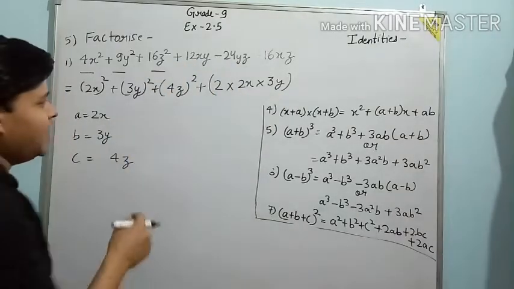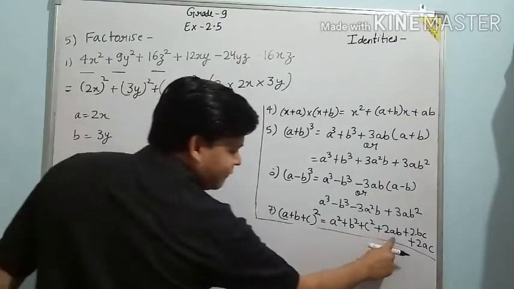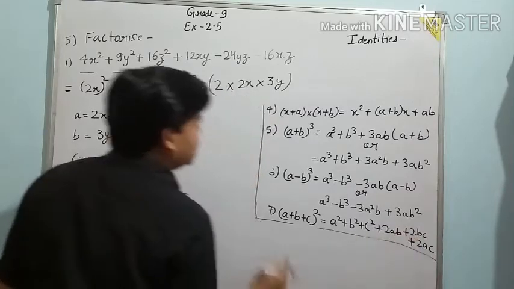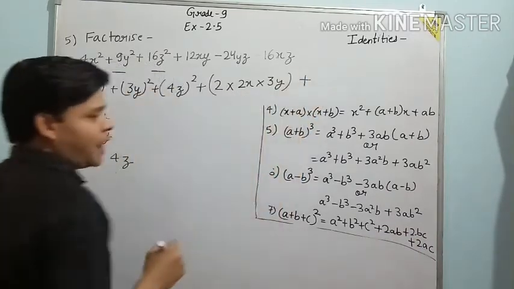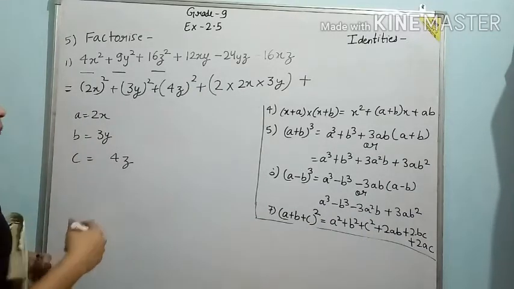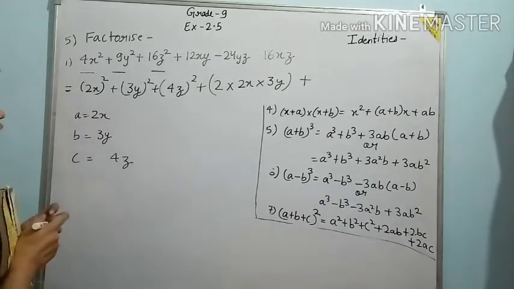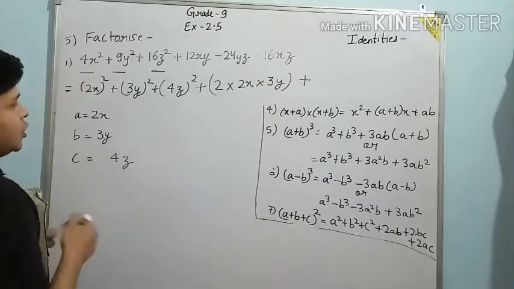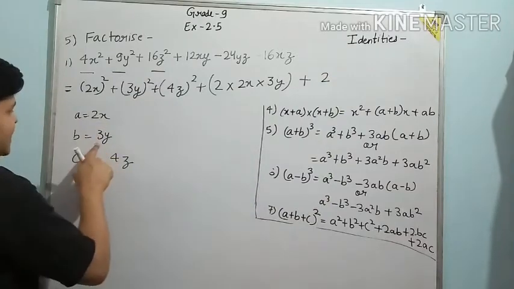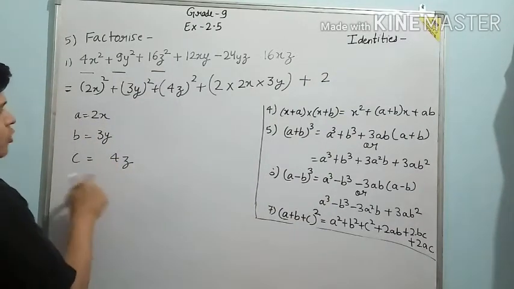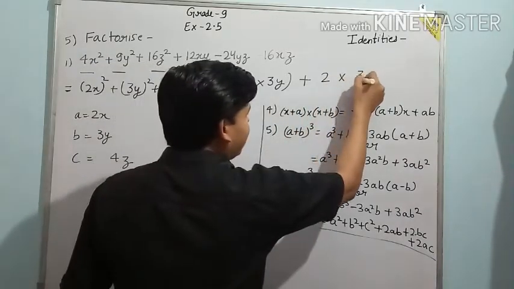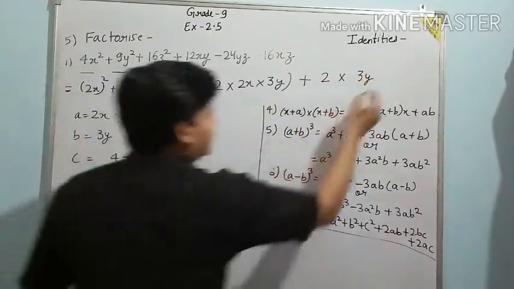Okay. Similarly, once again, after this we have 2bc. 2ab is done. Now we have to write 2bc. So once again we put here plus and 2bc. So 2bc, but we can do directly like 2bc. So 2 is this, b is 3y and c is 4z. So I can write here into 3y into 4z.